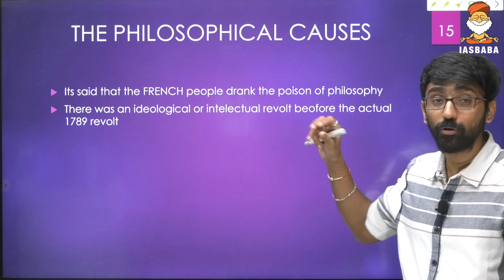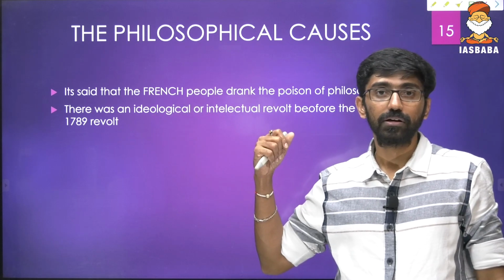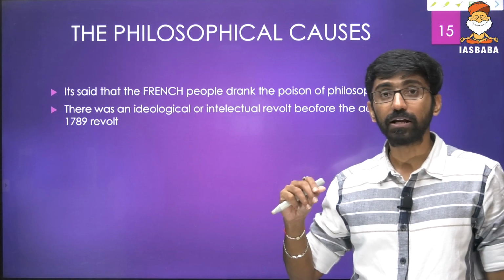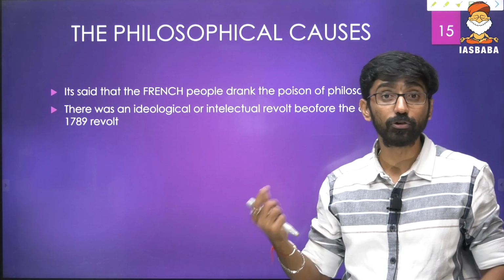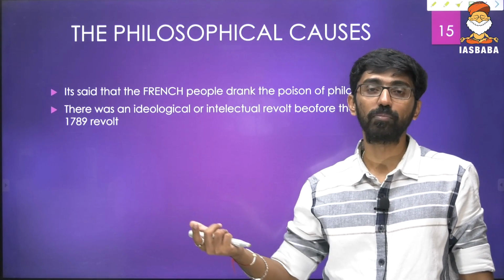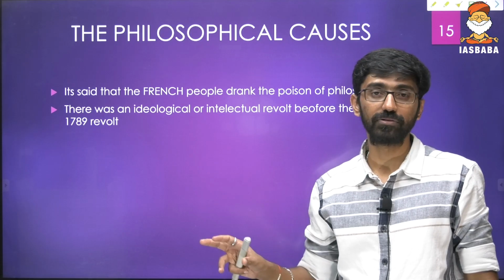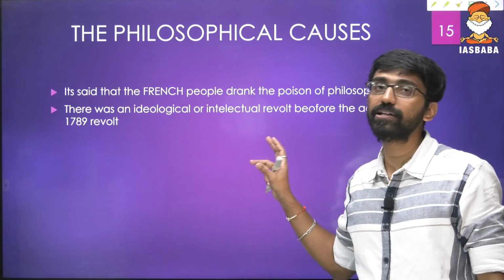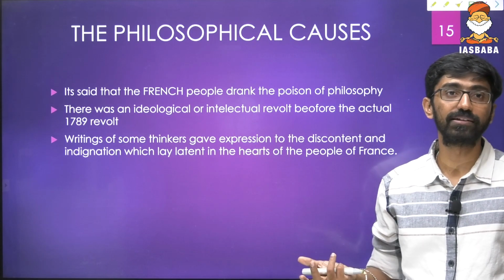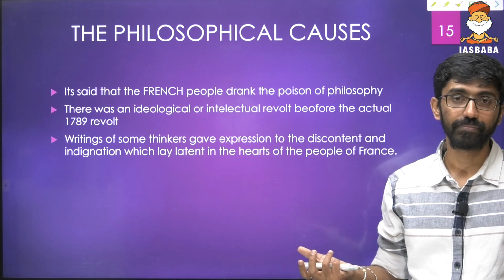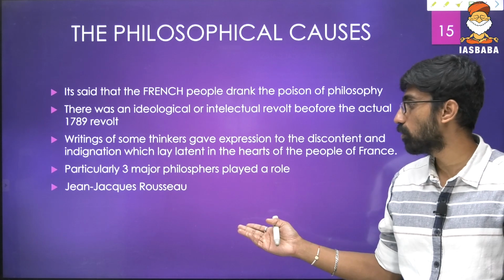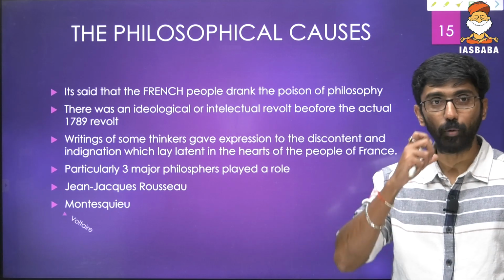There was an ideological revolt in France before the actual revolt. They say the people drank the poison of philosophy. People were reading about different philosophical ideas of Rousseau, of Voltaire, of Montesquieu, and they gave expression to people's problems and gave solutions to them. People were inspired by these philosophical ideas. Writings of some thinkers gave expression to the discontent and indignation people were facing. The three major philosophers: Jean-Jacques Rousseau, Montesquieu, and Voltaire.